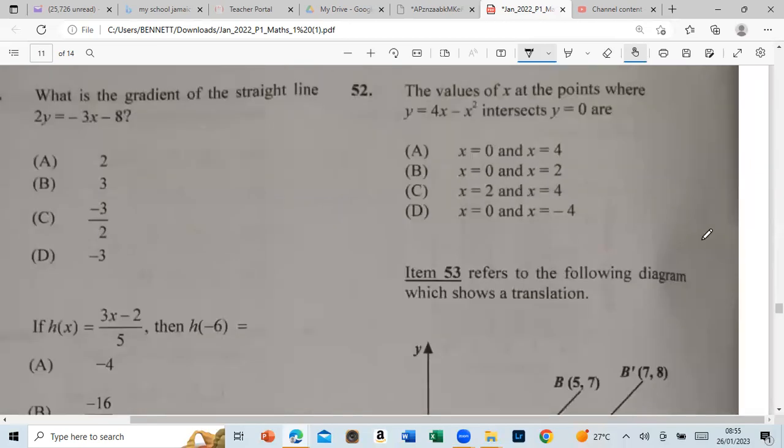Alright. What is the gradient of the straight line 2y equal negative 3x minus 8? Alright, so to find the gradient, we need to have y by itself, so we're going to divide by 2. We're just focusing on the gradient. We just take the coefficient, which is negative 3 over 2.